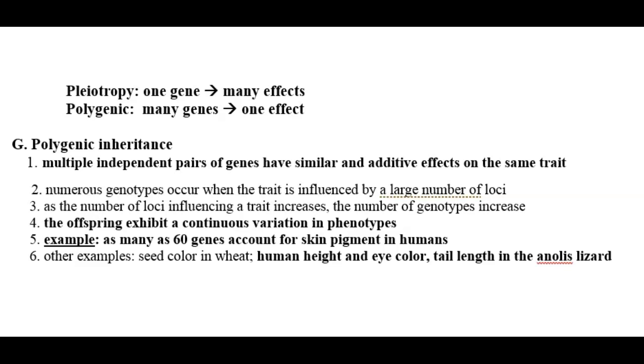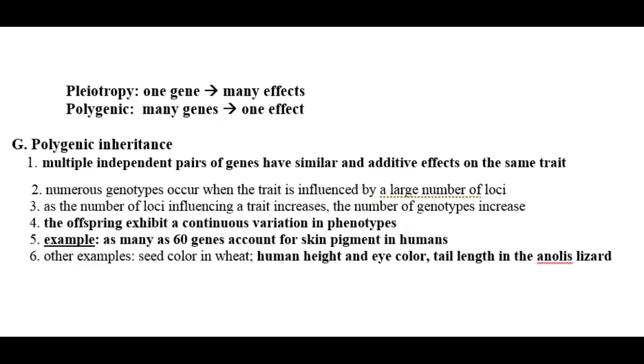Number 4, the offspring exhibited continuous variation in phenotypes. Example, as many as 60 genes account for skin pigment in humans, seed color in wheat, human height, eye color, tail length in the anolis lizard. So these are controlled by many genes, and they have that one effect: human height, human eye color, tail length.